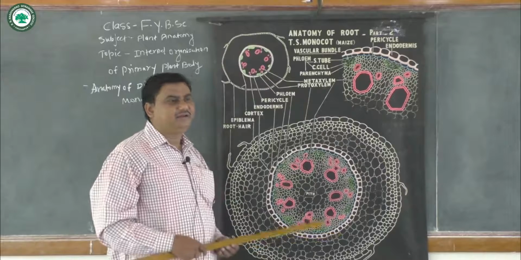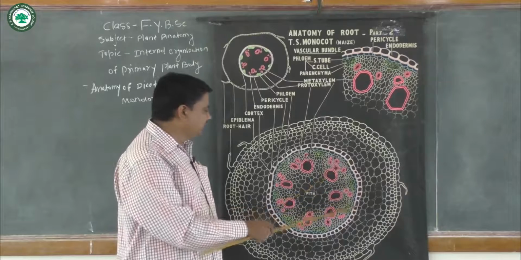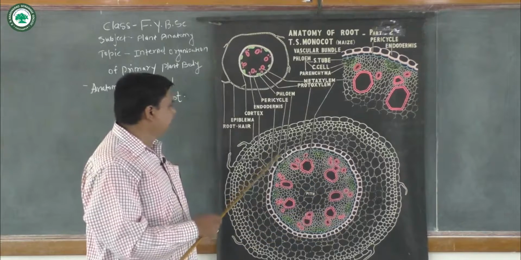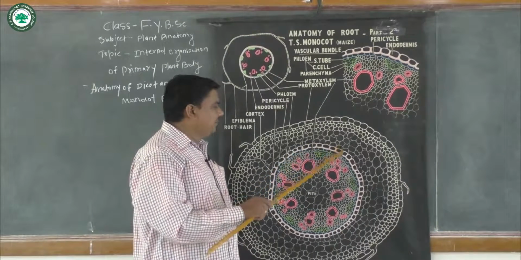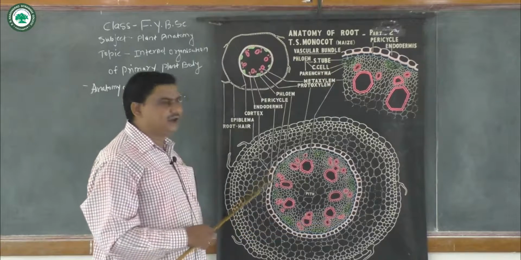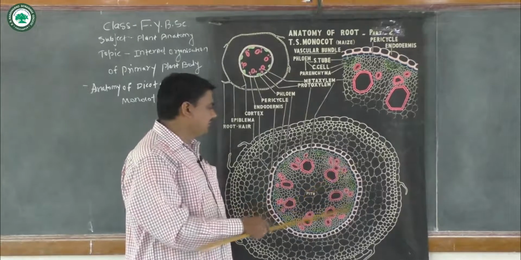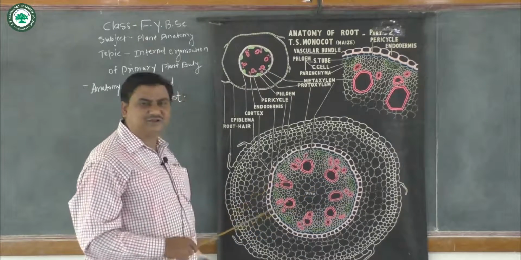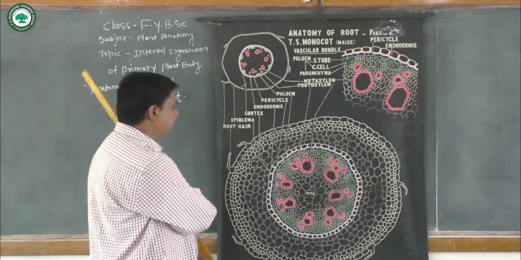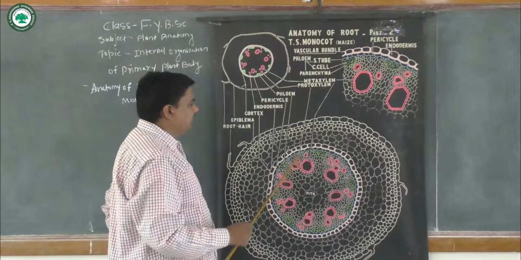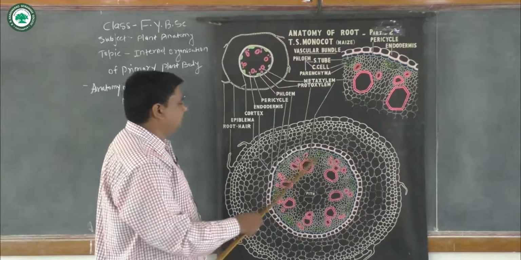endodermis. Again the endodermis is single layered, followed by the single layer pericycle. Endodermis is followed by pericycle. The endodermis cells are barrel shaped and compactly arranged. Endodermis is made up of parenchymatous cells, and the pericycle is also made up of parenchymatous cells. Then there are the vascular bundles or stellar region.